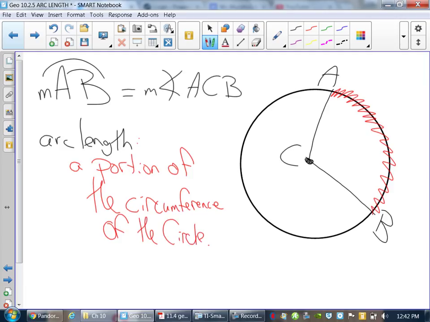So what we're going to talk about today is called arc length. Arc length is actually in chapter 11. What's weird is that we talk all about circles in chapter 10, but then in chapter 11 we start talking about surface areas and all the different area formulas, and then they bring circumference back in chapter 11.